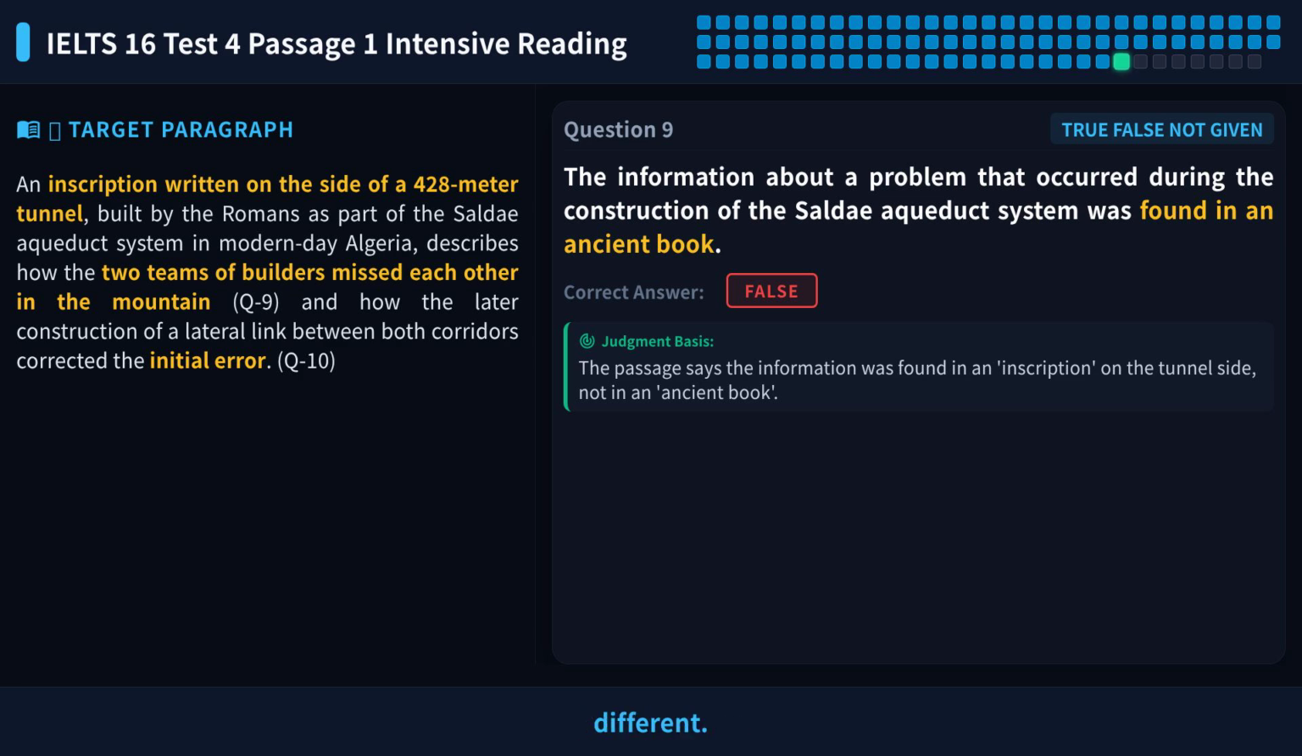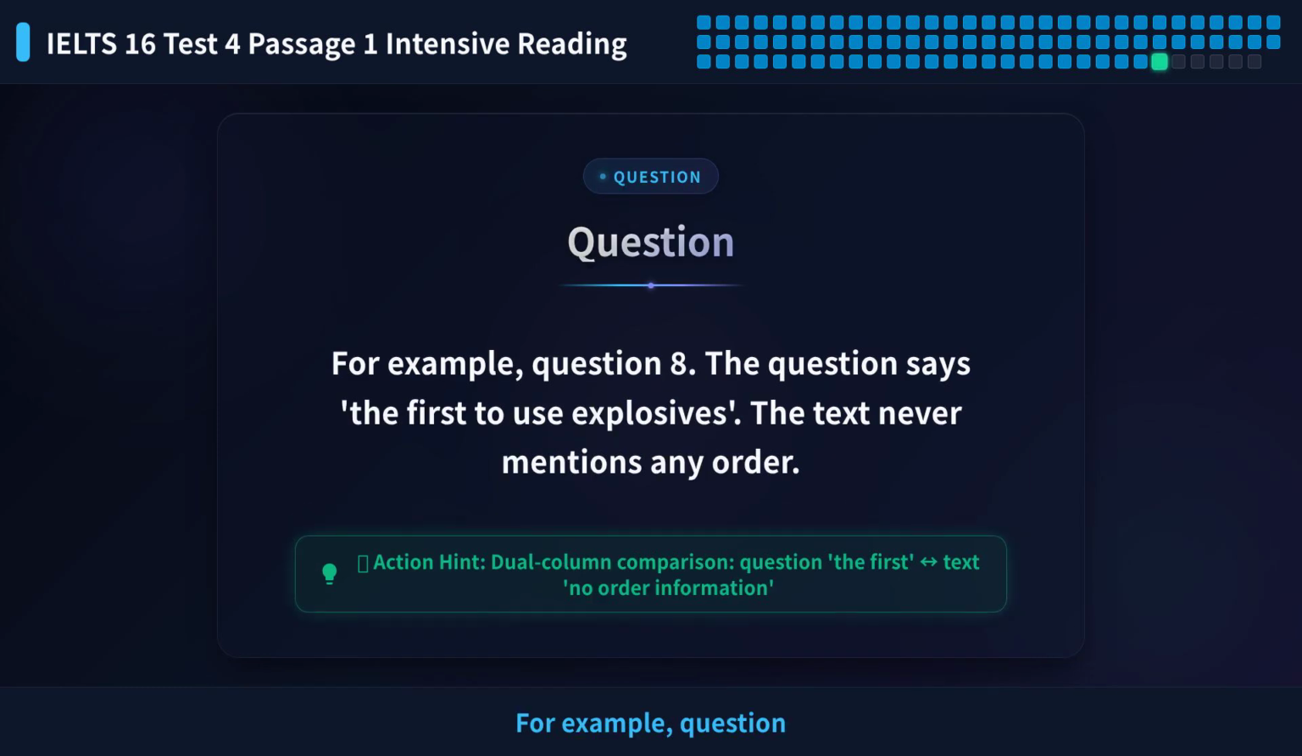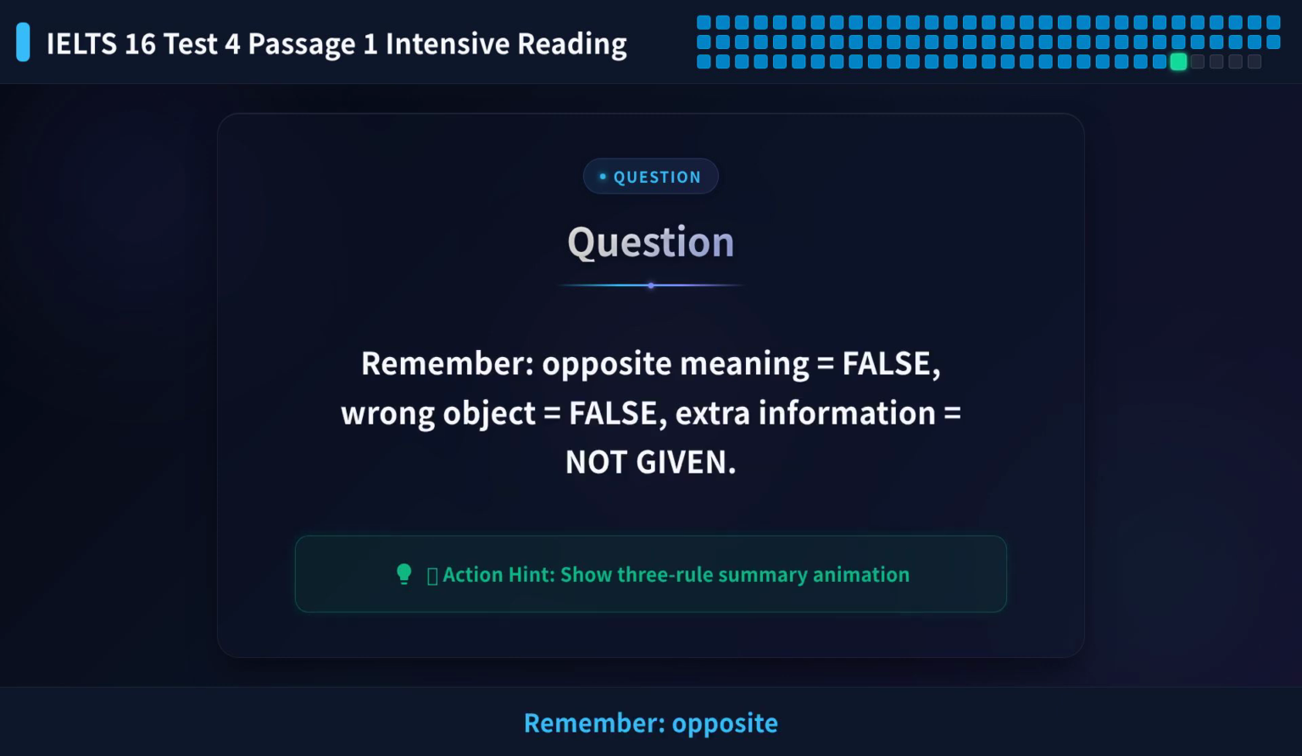The objects are different. Trick 3, extra information. The question adds details not in the text. For example, question 8. The question says the first to use explosives. The text never mentions any order. Remember, opposite meaning equals false, wrong object equals false, extra information equals not given.